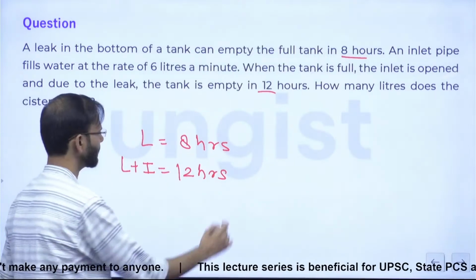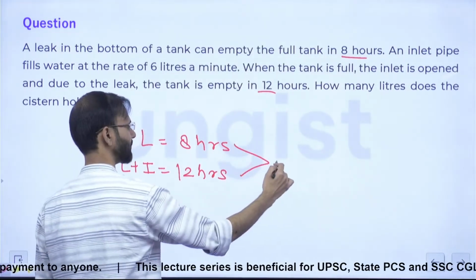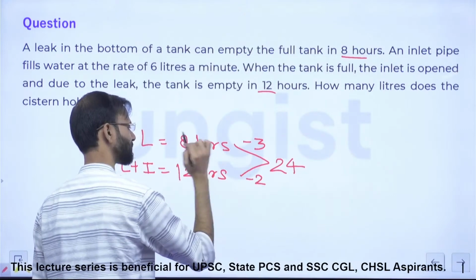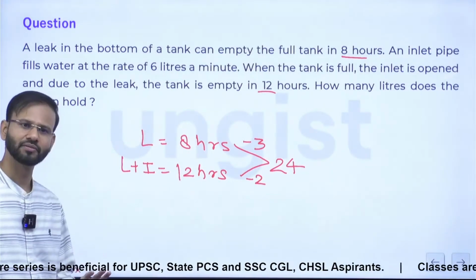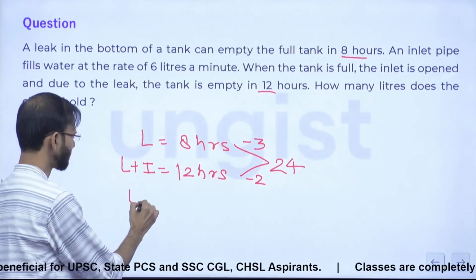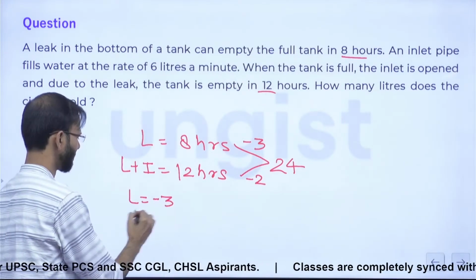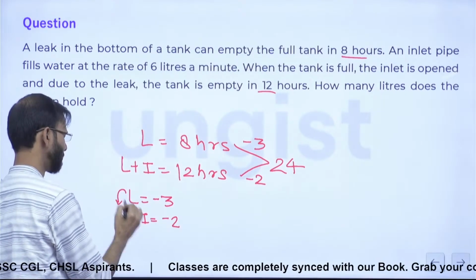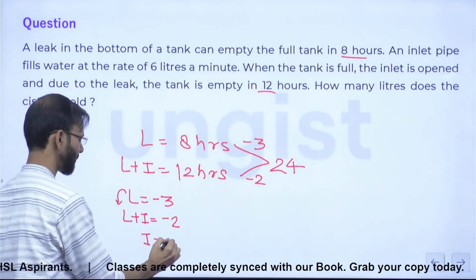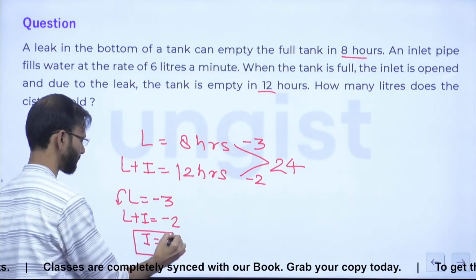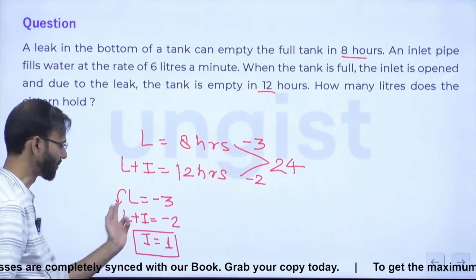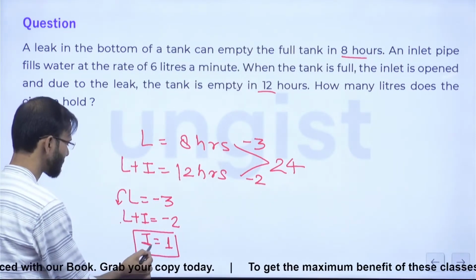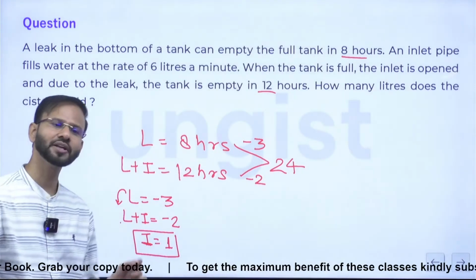It means both of them are negative work. Clear? So what is the LCM? LCM is 24. So this is minus 3 and this is minus 2. Is it clear, everybody? So leak is minus 3 and leak plus inlet is minus 2. Guys, if you put the value of leak over here, you will get the value of inlet as plus 1. Yes or no? Minus 3 will go there, that will become plus 3. So 3 minus 2 is 1. So inlet is filling the water at the rate of 1 unit per hour.